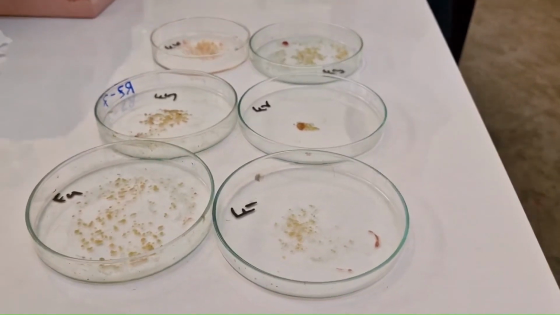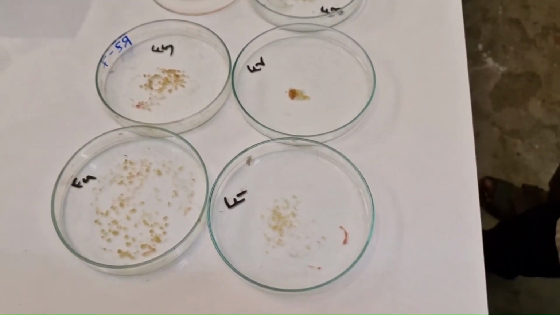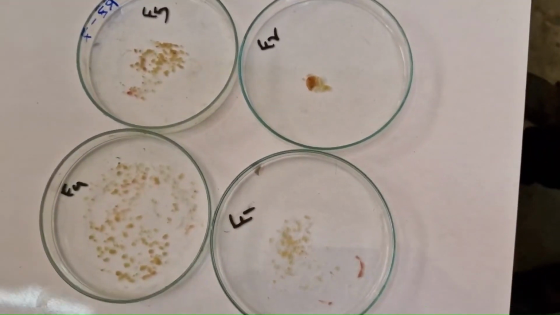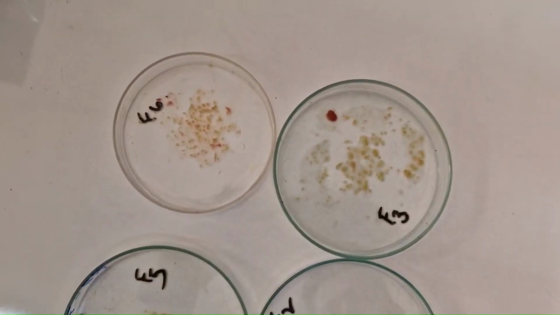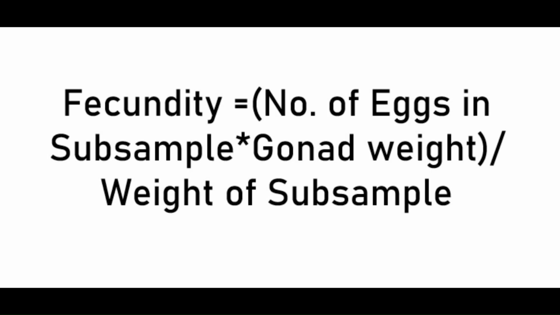Okay, let's jump into the calculation. By using this data, we estimated the fecundity of the mirror carp by using the equation you can see in the slide. Here, the fecundity is equal to the number of eggs in the subsample into gonad weight divided by the weight of the subsample.